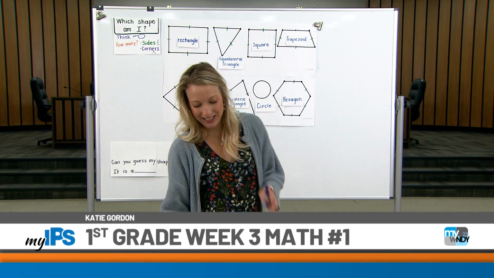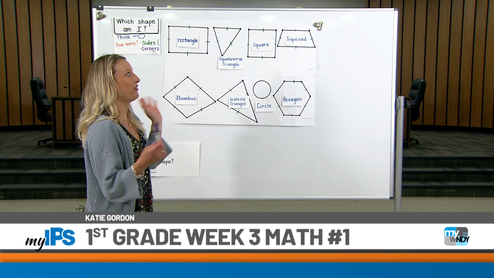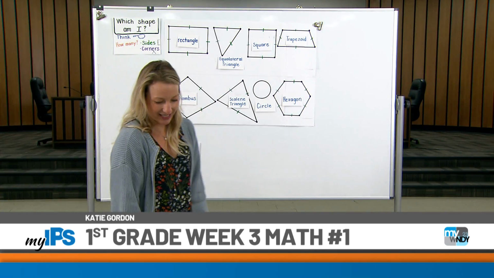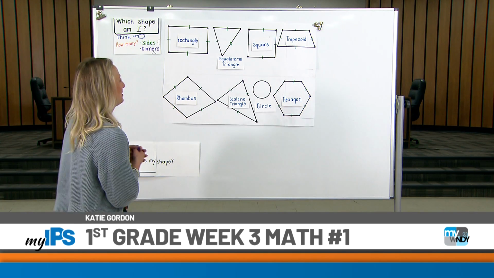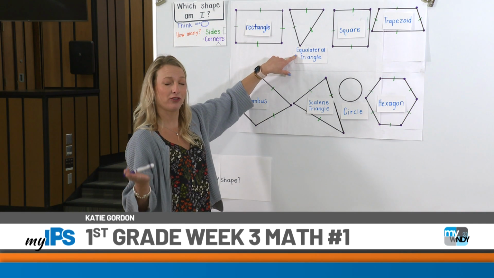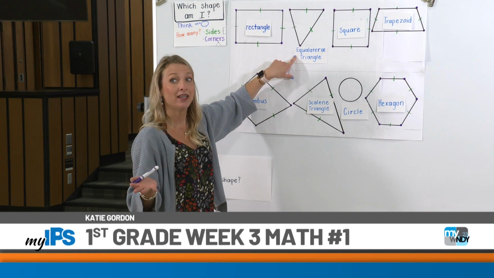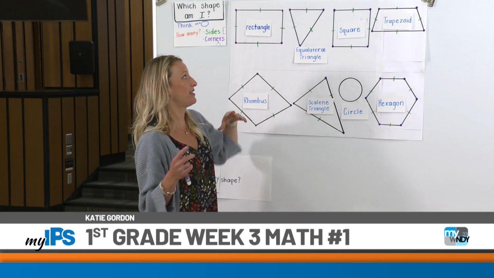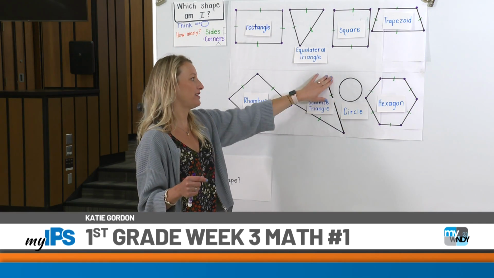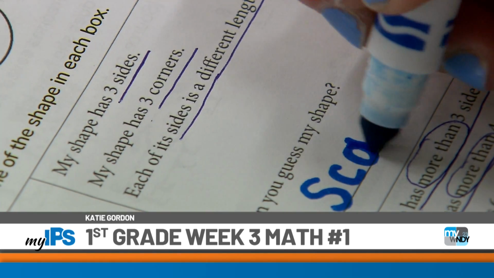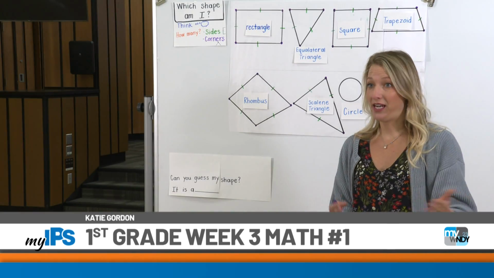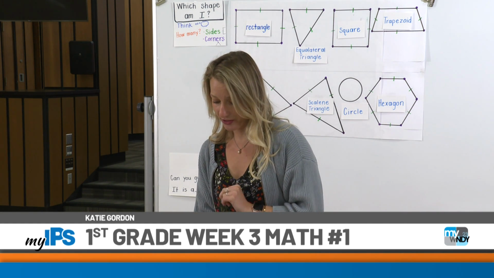The next one says my shape has 3 sides, 3 corners. So I know it's a triangle right away, right? So we have the scalene triangle and we have the equilateral triangle. But then it says that each of its sides are different lengths. So when I look at an equilateral triangle, I know that it's called an equilateral triangle because why? Because all the sides are equal. So that means each of the sides are the same length. But if I look at a scalene triangle, I notice that these sides are not the same length. So your second riddle should have been a scalene triangle. Remember, scalene triangles have sides that are not the same length, but they still have 3 sides and 3 corners.